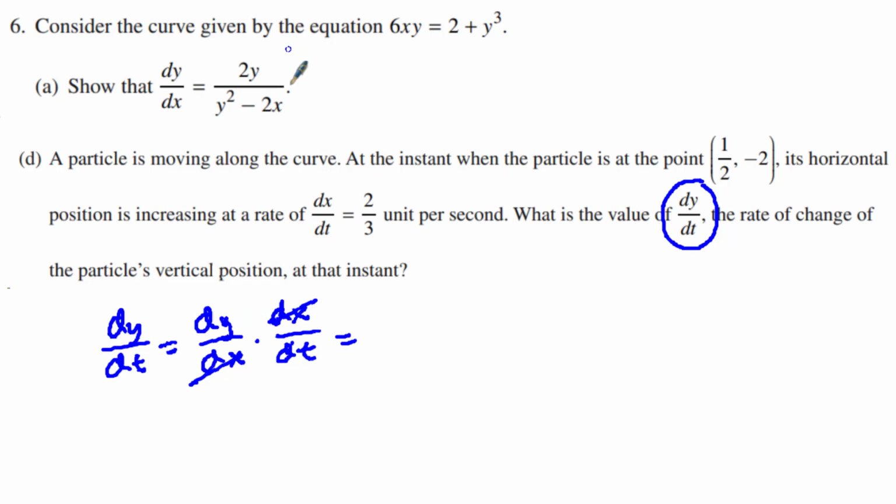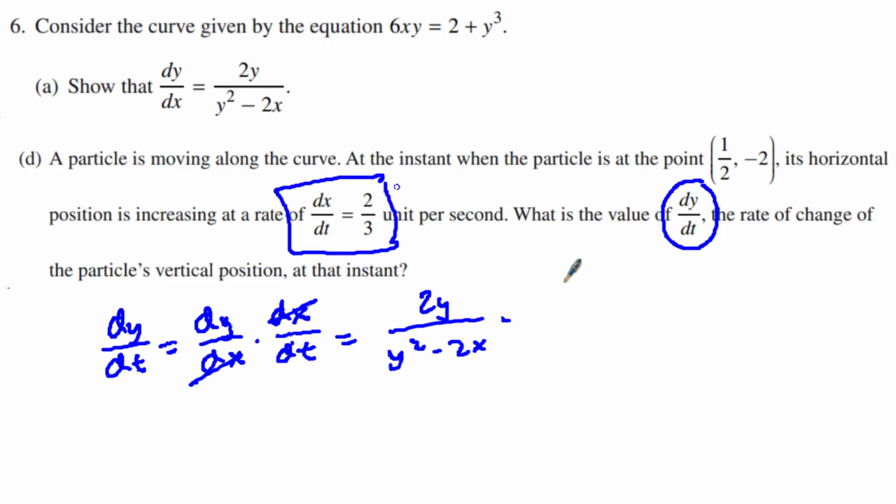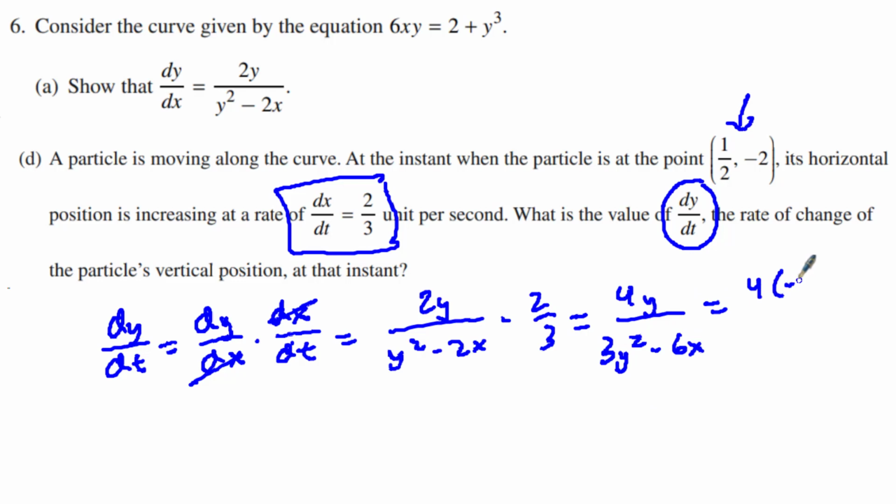So what's your dy over dx? dy over dx is going to be 2y over y squared minus 2x. What's dx over dt? They gave you that right here. That's going to be 2/3. And what we're left with is 4 times y over 3y squared minus 6x. And what did we want? We wanted it at the point 1/2, -2. So I'm going to plug those numbers in. 4 times -2 over 3 times -2 squared minus 6 times 1/2.